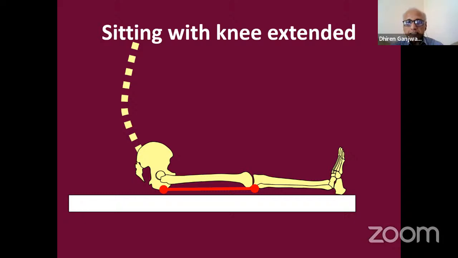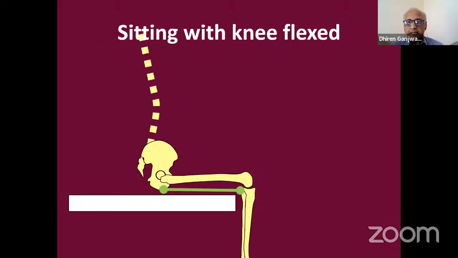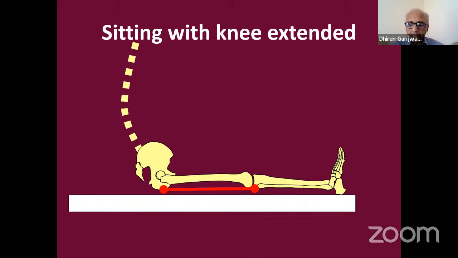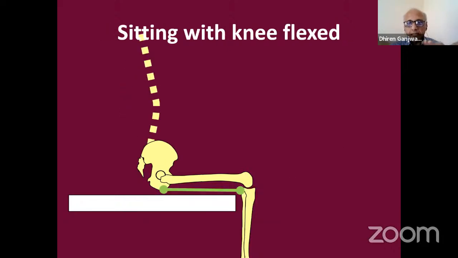But as soon as you ask the child to sit with the knee flexed like this, the hamstrings are relaxed at the knee joint. And because of that, the pelvis, which was tilted backward, becomes normal. And that leads to a normal curvature of the spine. So this was with knee extension, and this is with knee flexion. So this is another test which we can see before we look at the popliteal angle.